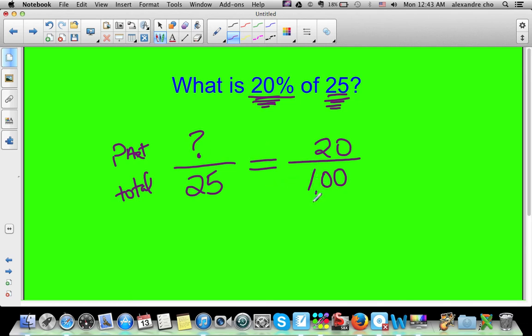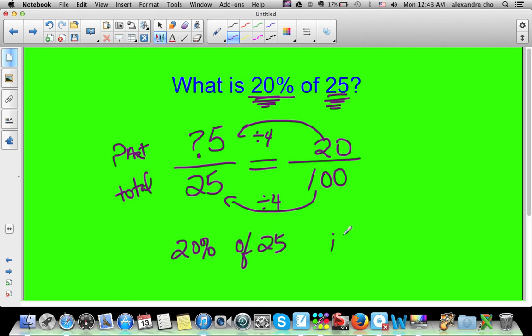Look at your relationships. 20 to 25 is divided by 4. And 20 to go to our mystery number is also going to be divided by 4. 20 divided by 4 is 5. So what's 20% of 25? 20% of 25 is 5. So if you had $25 and you spent 20%, that means you spent $5. Okay?